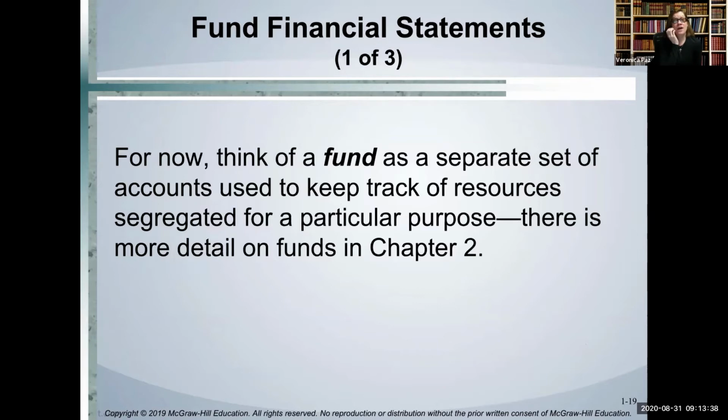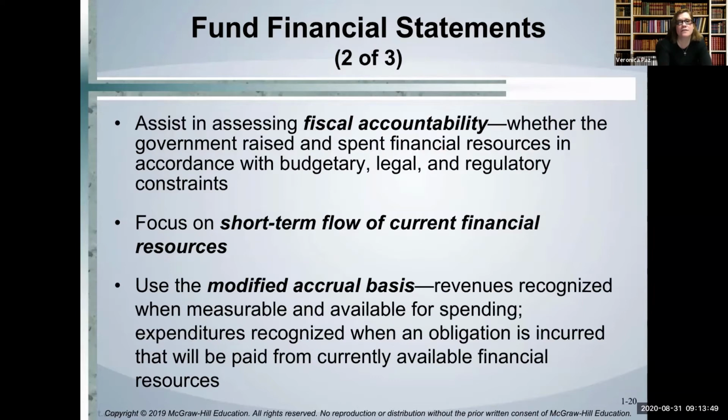And then for fund, you think of a fund as like a separate set of accounts that we use to keep track of resources, and we have to procure them, right? So we have a fund, we have to do procurement, and we'll talk about that next week, but just kind of hang in there for that one. But note that fund financial statements, now this is fiscal accountability. So whether the government raised and spent the financial resources in accordance with the budget and legal and regulatory constraints.